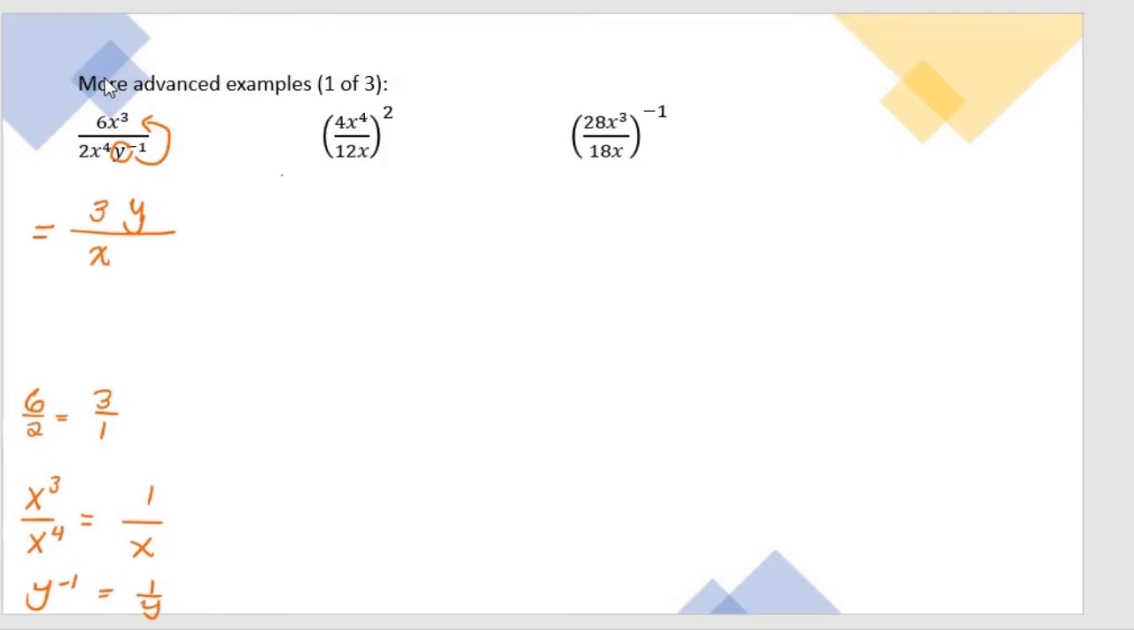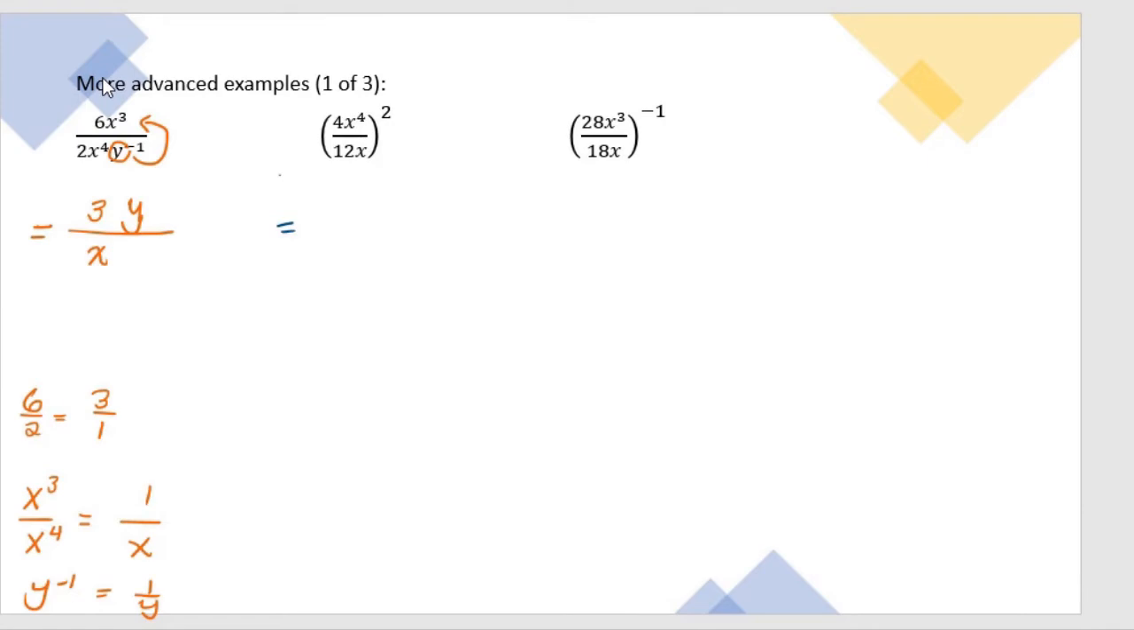Moving on to questions that have a little bit more going on in terms of the exponent outside of the bracket. But as I mentioned on the previous slide, we want to be careful to simplify inside the bracket first. It'll keep our numbers smaller and help ensure that we don't make any errors. So looking just inside the brackets of the second question, I've got 4 over 12 and x to the power of 4 divided by x to the power of 1.